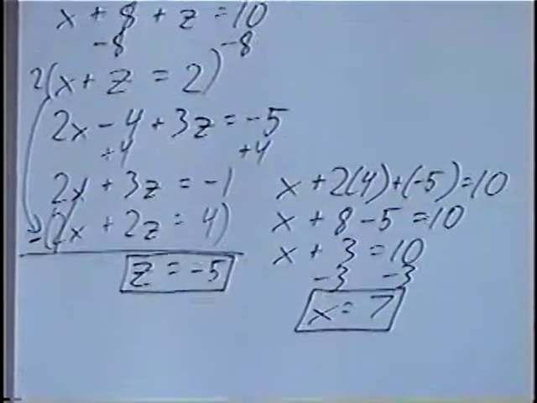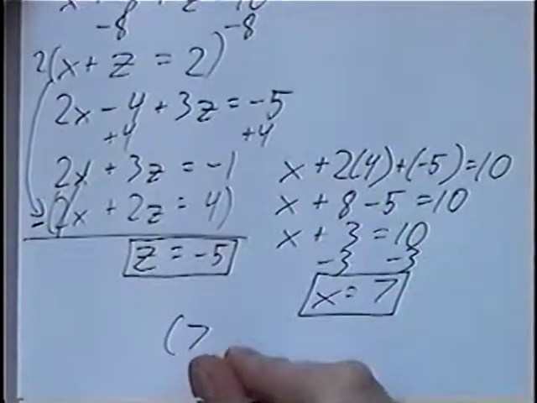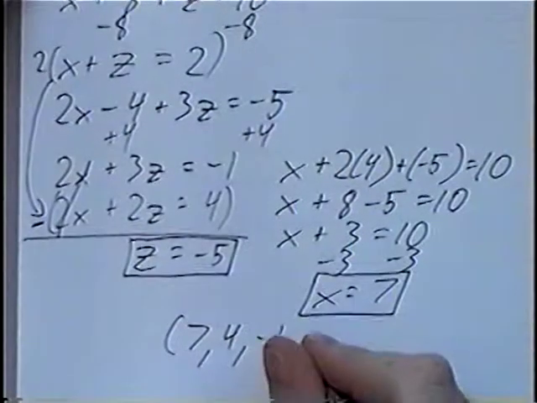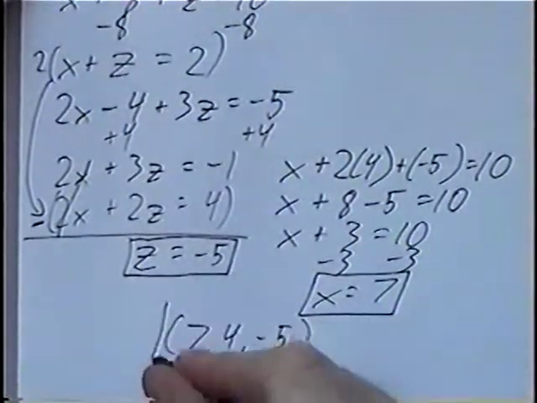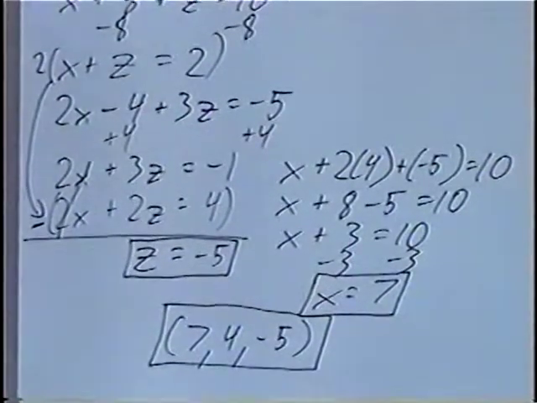So we have three answers. All three answers you can write as a single point, which will be x, which is 7, y, which is 4, and z, which is negative 5. So our final answer would be 7, 4, and negative 5.